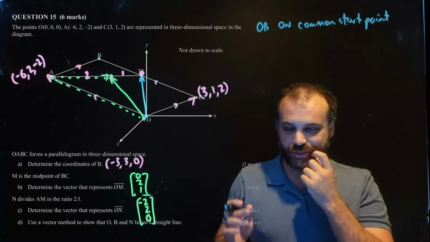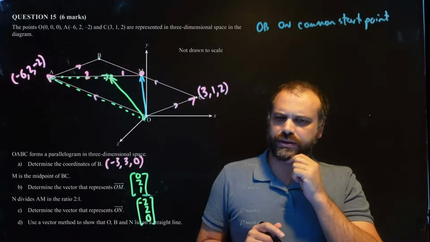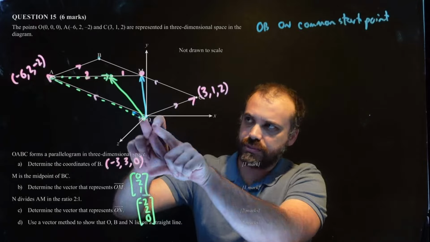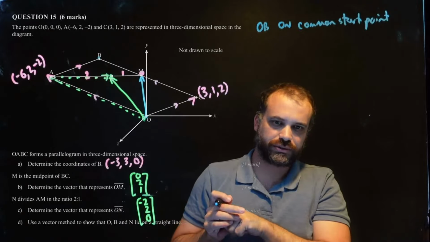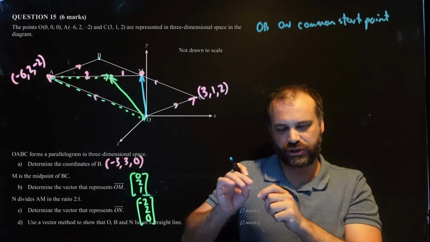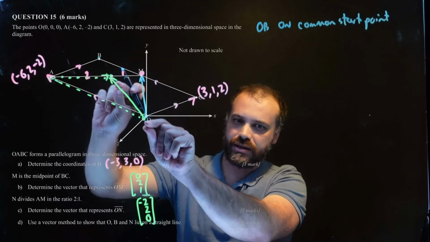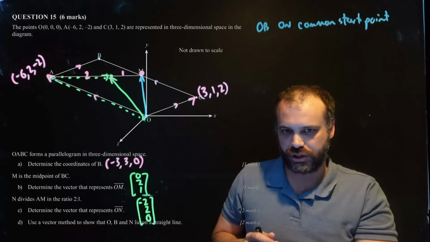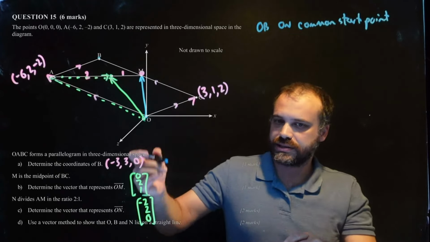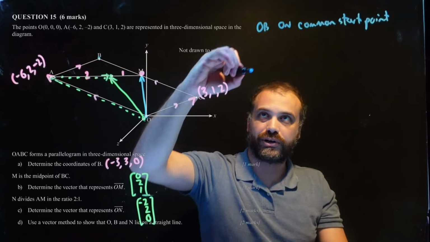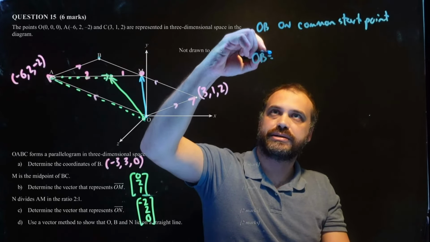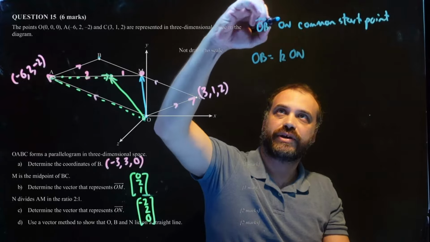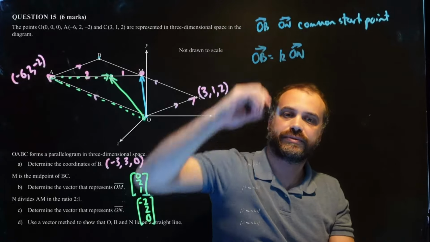All right, so it's possible, right? Now, if they're in a straight line, that means that they must be moving in the same direction. So if they're moving in the same direction, the vector ON and the vector OB must be multiples of each other. So we can say something like OB is equal to k ON. Now that's a vector, that's a vector, that's a vector.